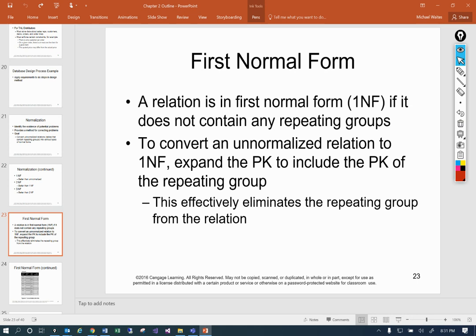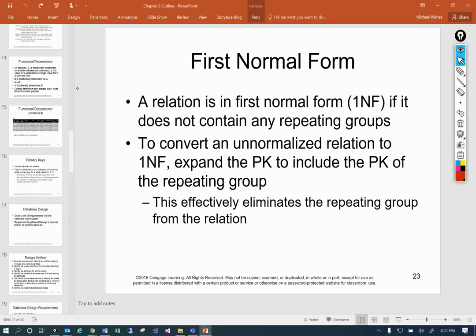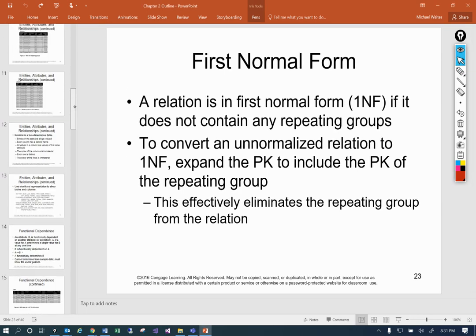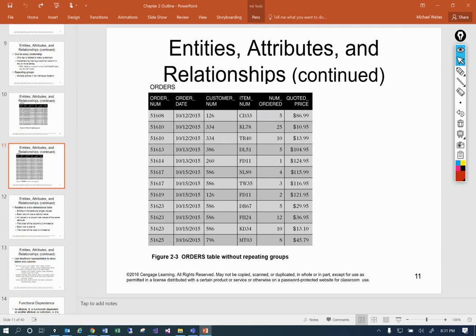The first normal form, or 1NF: to convert an unnormalized relation to 1NF, you have to expand the primary key to include the pk of the repeating group. This effectively eliminates the repeating group from the relation. So, going back to those example tables that we had, this is the start of 1NF. There's only one thing missing from this table to make it 1NF truly and formally.